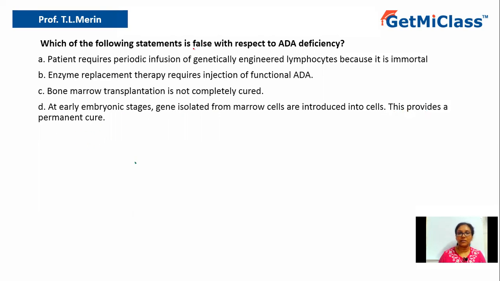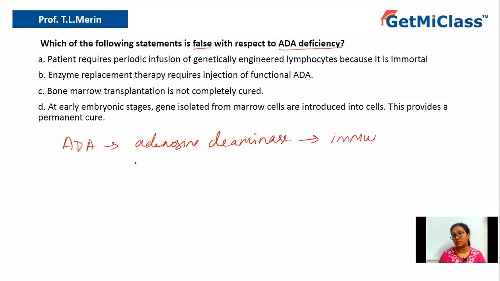Now, what does the question say? The question says we have to look for the false statement, and this should be with respect to ADA deficiency. Before we look for the false statement, first of all, we have to understand what ADA is. ADA is an enzyme which is called adenosine deaminase. And why are we talking about it? What is so important about it? Adenosine deaminase is an enzyme which plays a role in our immune response. Immune response, that means the defense mechanism.